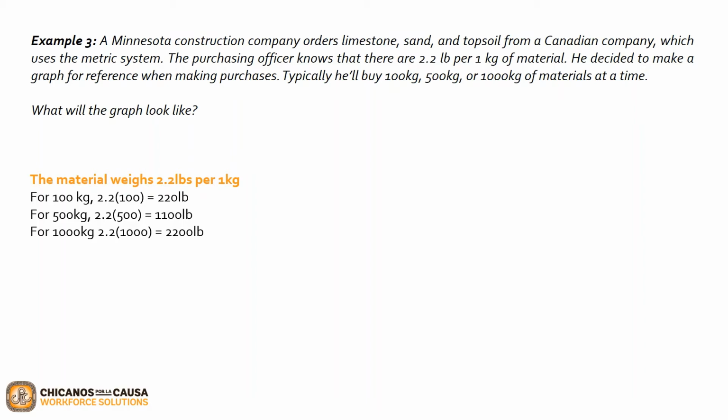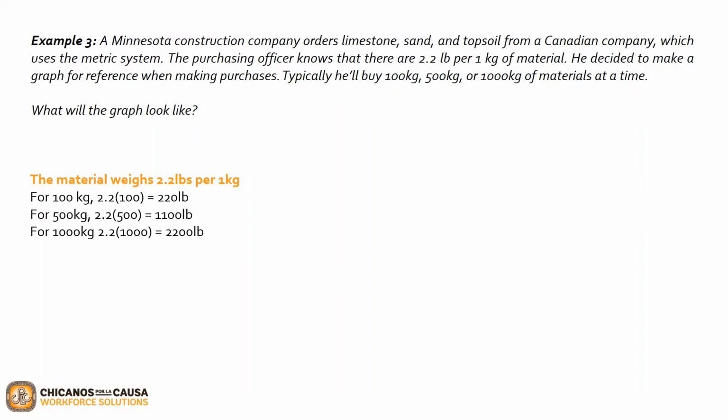So the material weighs 2.2 pounds per 1 kilogram. So for 100 kilograms, we convert that by multiplying 2.2 times 100, which gives us 220 pounds. For 500 kilograms, we take 2.2 times 500, which gives us 1,100 pounds. And lastly, for 1,000 kilograms, we take 2.2 times 1,000, which gives us 2,200 pounds of material.